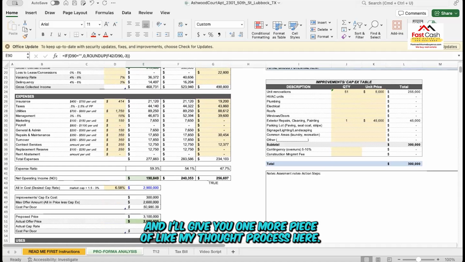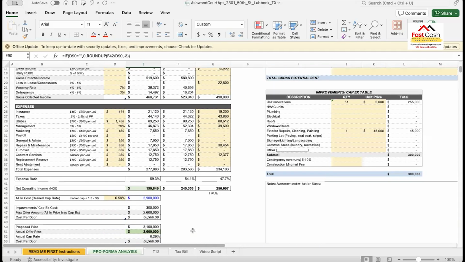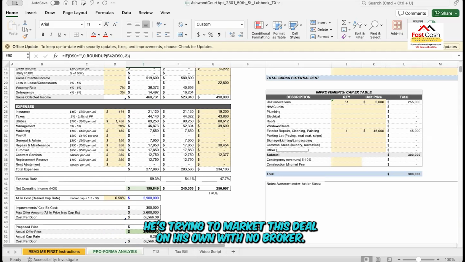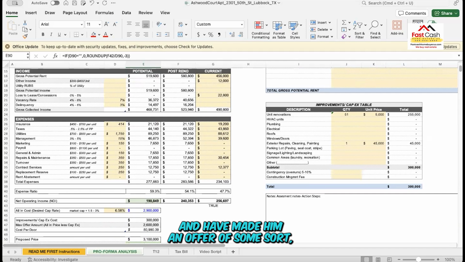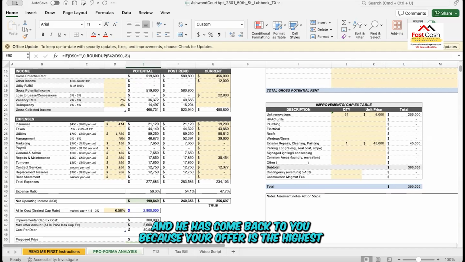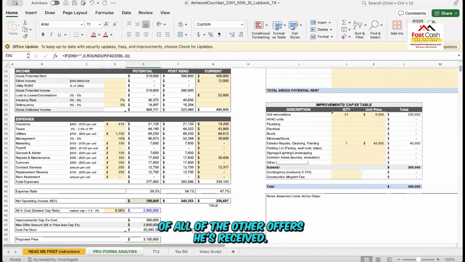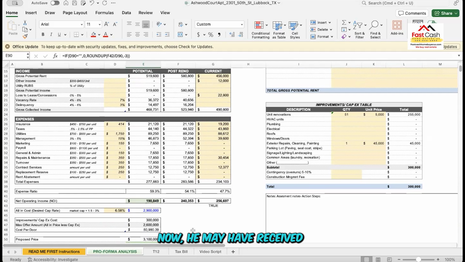I'll give you one more piece of my thought process here. He's tried to market this deal on his own with no broker, right? I would assume that there have been multiple people like you that have reviewed this and have made him an offer of some sort. And he has come back to you because your offer is the highest of all of the other offers he's received. Now, he may have received no other offers, which is also possible.